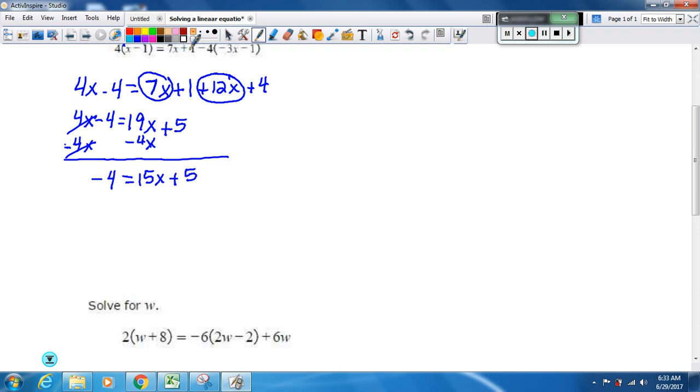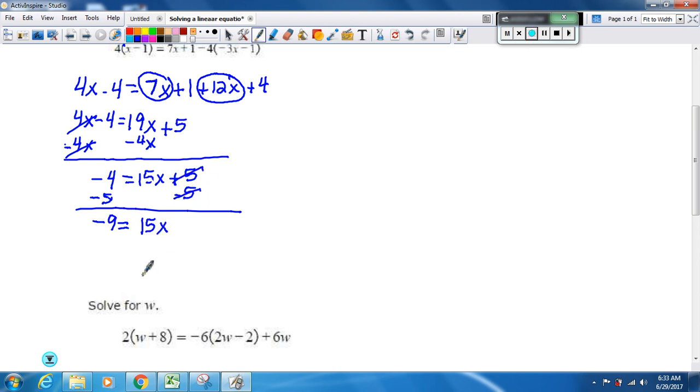Now, you need to take your finger and cover up your x and anything stuck to it, your variable and anything stuck to it. Because whatever's with that, after the equal sign with it, you have to get rid of that. So we have to get rid of a positive 5. Again, you get rid of things by doing opposites. So the opposite of positive 5 is negative 5. So I am going to subtract 5 from both sides. A -4 and a -5 is a -9 equals 15x.